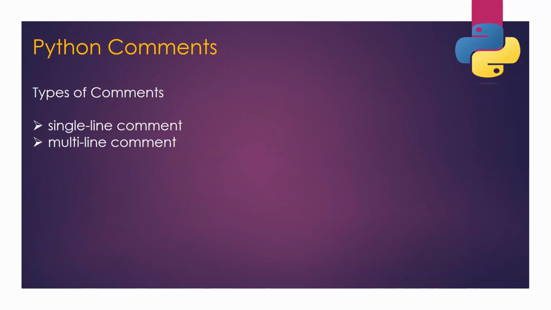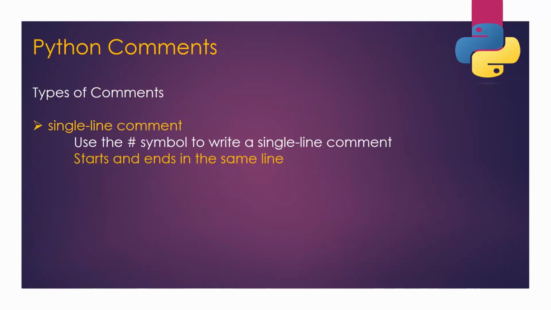There are two types of comments, single line comments and multi-line comments. Single line comments begin with the hash character. Anything that is written in a single line after the hash is considered a comment. The syntax for writing single line comments is hash, comment, save.